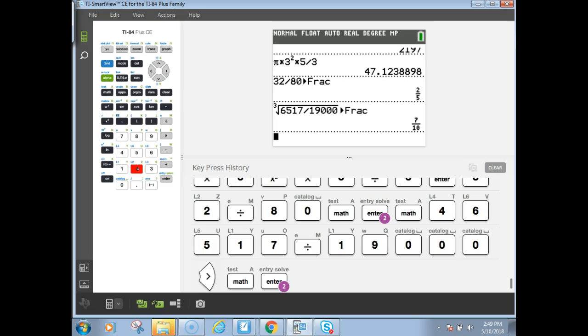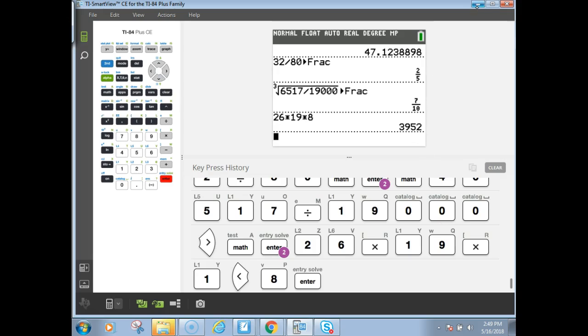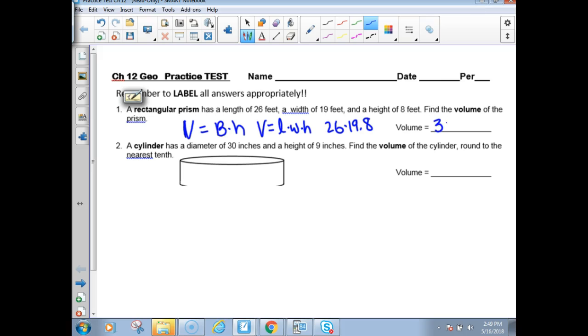I guess I could type it in too. 26 times, was it 19 and 18? Times 18? Oh, 8, not 18. Oopsie, I'll have a big, ginormous number. All right, we got 3,952. And then how do we label it? Just feet? Yes, feet cubed. Or it's really called cubic feet, but I'm not going to mind how you say it.